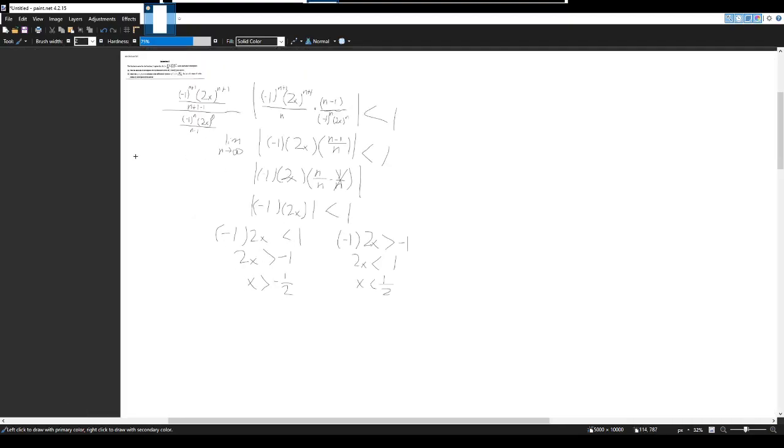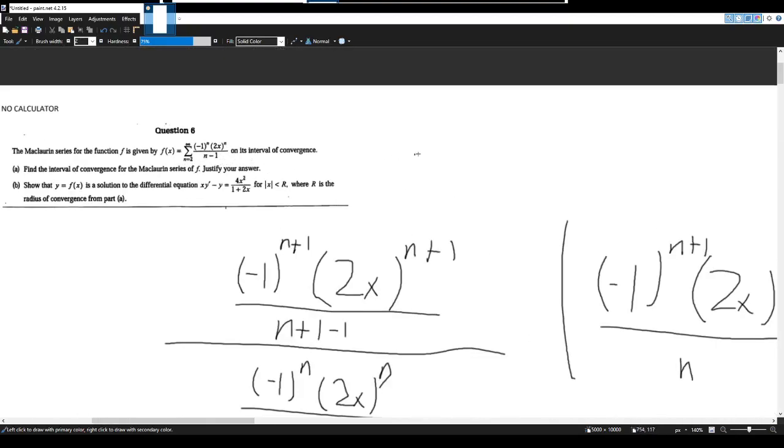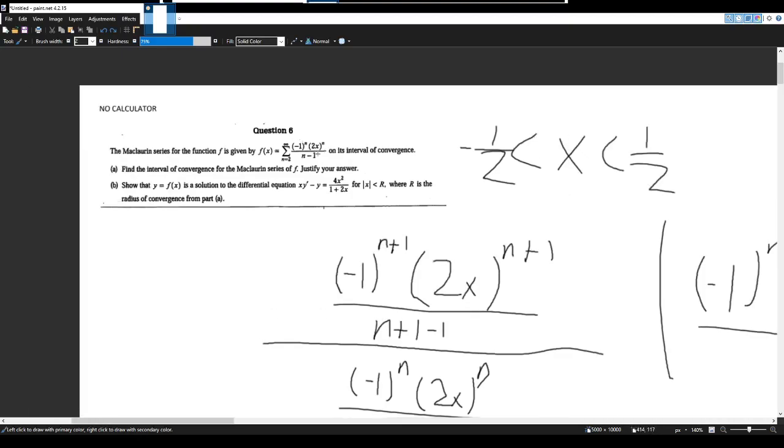So for this first answer, x has to be greater than negative 1/2 and less than positive 1/2. But we have to check the endpoints because it might be less than or equal, or greater than or equal. We're not sure yet. We have to check pretty much manually. So we plug in negative 1/2. We'll do that one first.